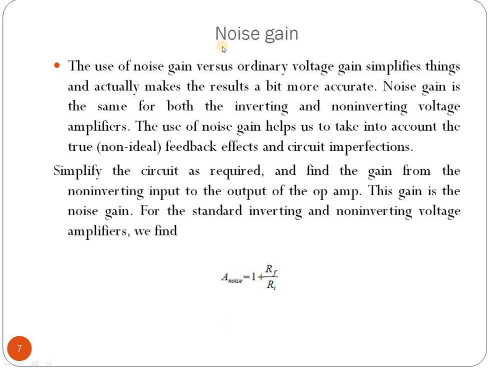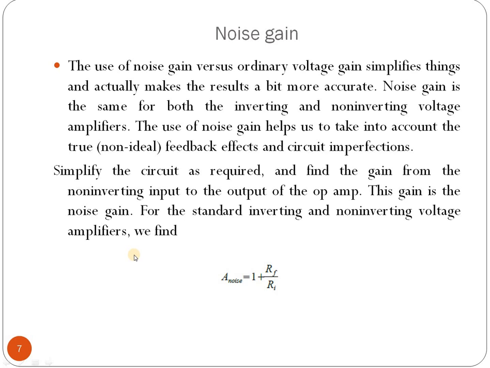Noise gain. This is not the ordinary voltage gain. It is called noise gain, which makes the result a bit more accurate. It accounts for the feedback in non-ideal cases, where there are noise and feedback effects and circuit imperfections. So it counts those things into the noise gain.